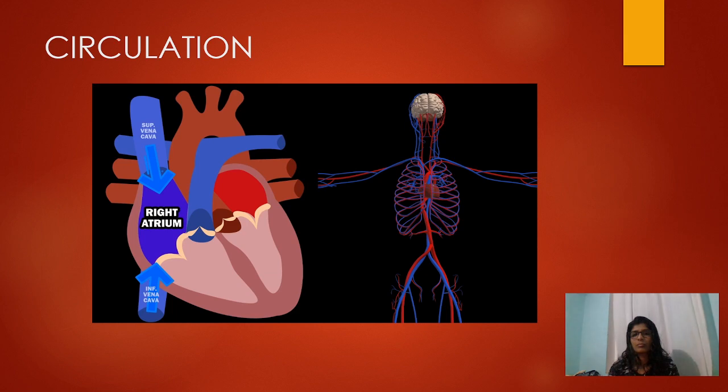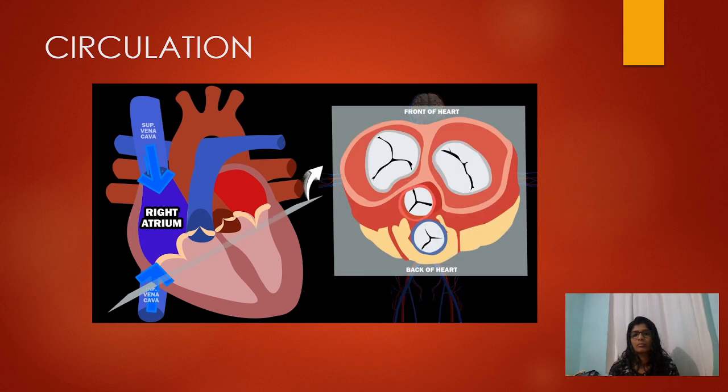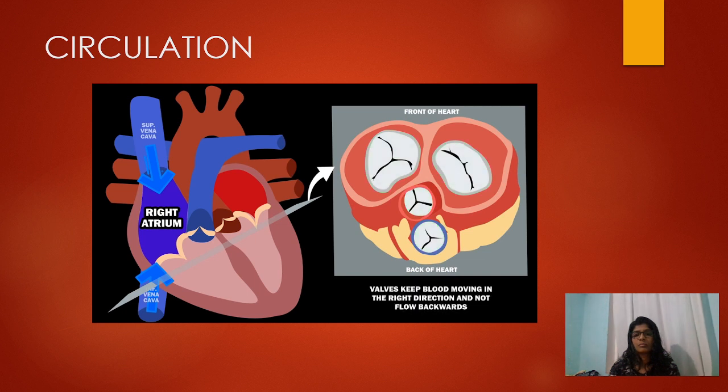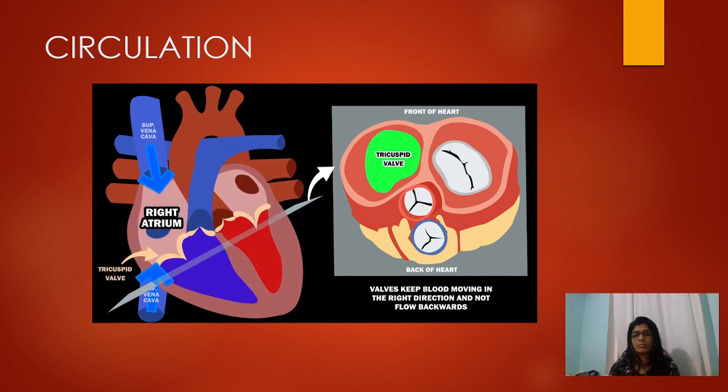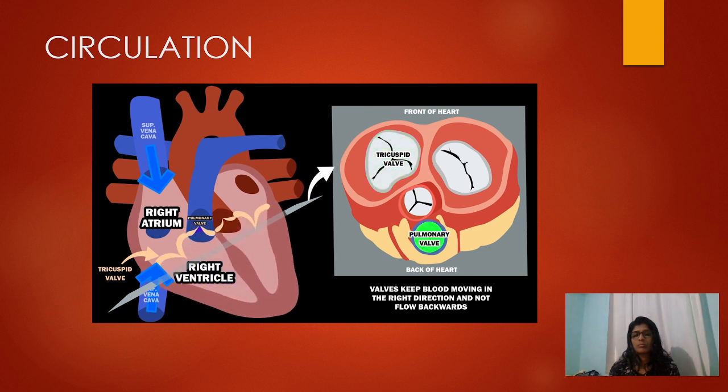The heart not only has four chambers, it also has four valves. The purpose of the valves is to keep blood moving in the right direction and not flow backwards. Blood exits the right atrium through the tricuspid valve, so called because it has three flaps, and enters the right ventricle. The blood exits the right ventricle through the pulmonary valve and enters the pulmonary artery. Again, it is an artery because blood is flowing away from the heart, but it is blue because it lacks oxygen. The pulmonary artery then splits into the left and right pulmonary arteries, which go to each respective lung.